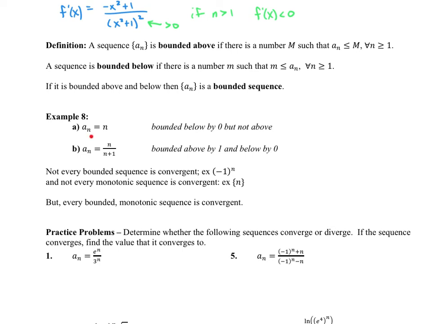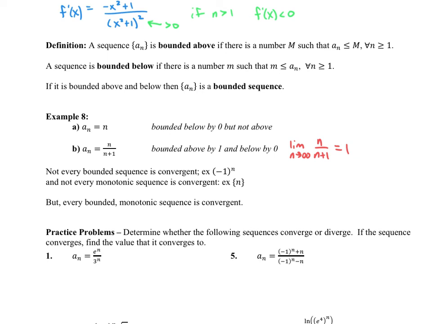So for example, if you have the sequence a sub n equal to n, it's bounded below by 0, but there is no boundary above it because it can continue just to increase. That would be a divergent sequence. If you have the sequence n over n plus 1, we had already done the limit of this one earlier in this section, where n goes to infinity and you get 1. And so this has a boundary above by 1 and it also has a boundary below by 0. So this is a bounded sequence. And this particular one converges to 1.